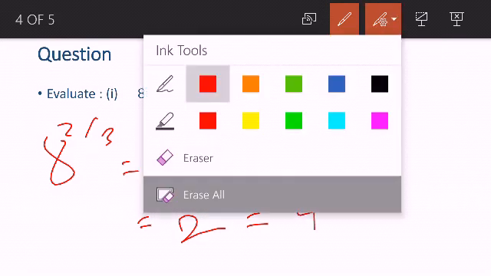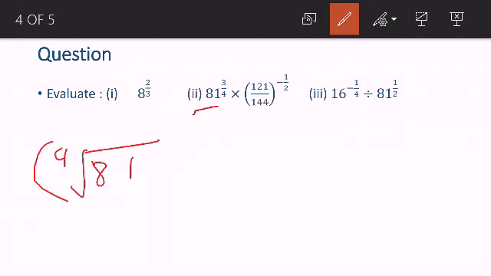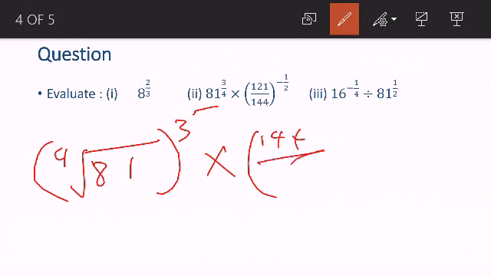Now, the next question here, we are given 81 raised to the power 3 over 4 times 121 all over 144 raised to the power minus half. For this, we can say this is the fourth root of 81, all raised to the power 3. Now multiply by this, like we mentioned, is the same thing as 144 all over 121 all raised to the power half. If you remember, I mentioned something like that. The minus sign, the negative index, inverts the fraction.